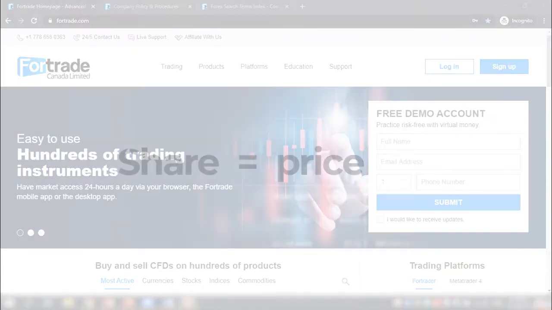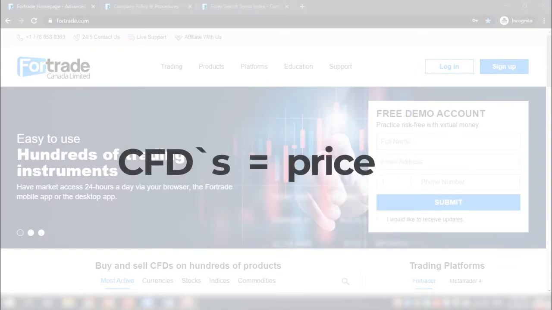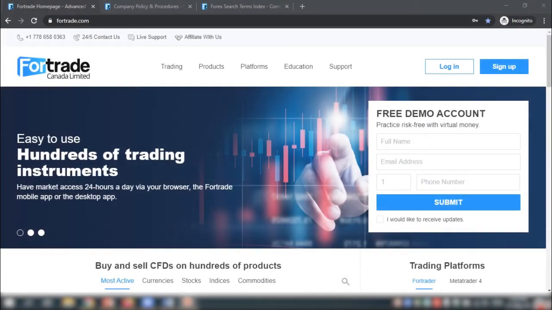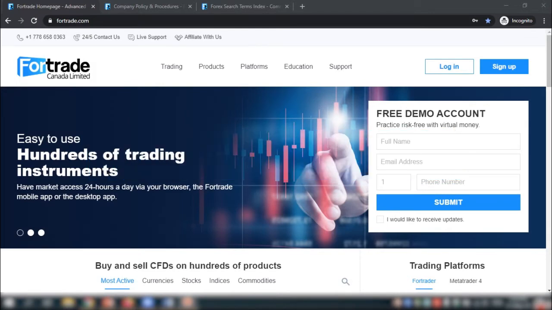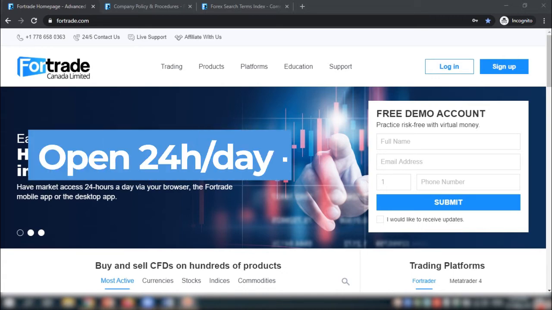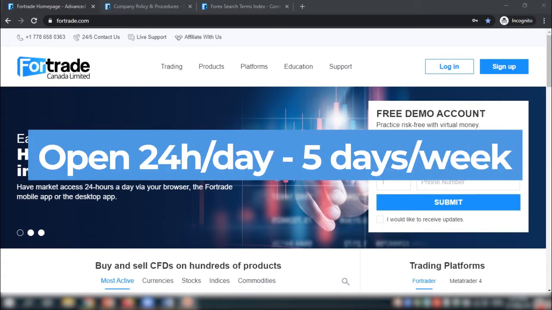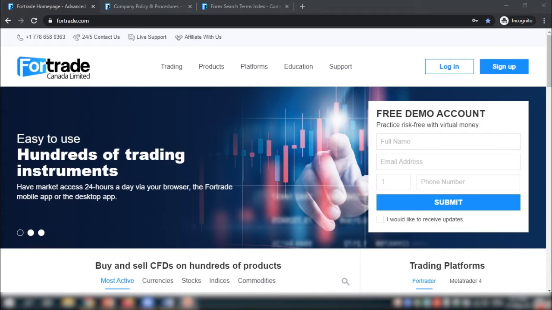Buying a share means you are counting on the fact that the price will go up. With CFDs, you trade on whether you believe the price will go up or down. That's called double-sided trading. There are other advantages trading CFDs has over traditional investments such as shares. Another advantage is that the market is open 24 hours a day and 5 days a week, Monday to Friday. You can trade any time you want during the working week.